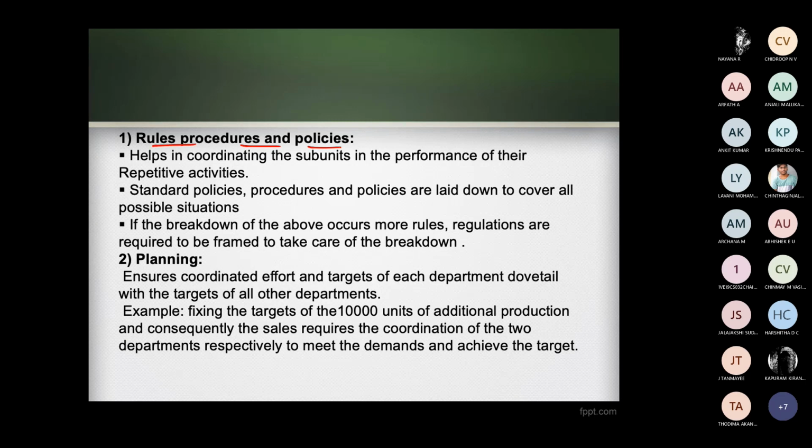So for that purpose, there will be certain rules and regulations, like do's and don'ts of the organization. So you frame certain procedures and policies. Coordination will be very important among them. It helps in coordinating the subunits in the performance of their respective activities. That is what I told. If subordinates are there, coordinating between the people. For example, the team leader is there. The team leader can communicate with the people who are working under the team, and he can see the performance of their activities, whatever they are doing. That is one. Then standard procedures and policies are laid down to cover all the possible situations.